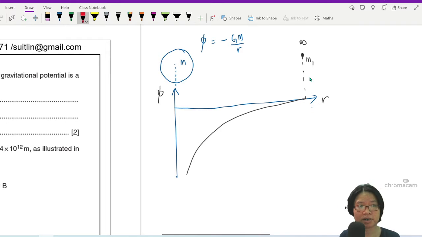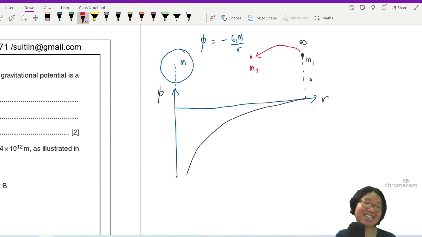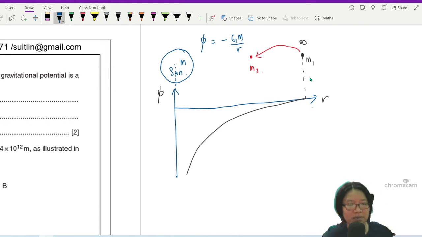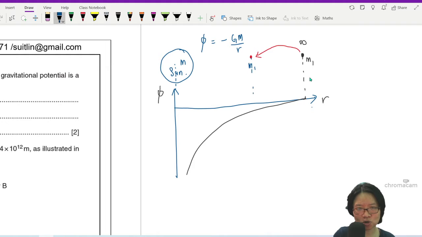Until someone or some scientist decides to say, hey, M1, I need you to move here, bro. You just gotta move here for me. Thanks. So if you want to bring M1 to M2, somebody has to do the work. And in this case, this sun or this planet says, I help you, M1, to move from infinity to this point. I help to move from infinity to a distance of r.